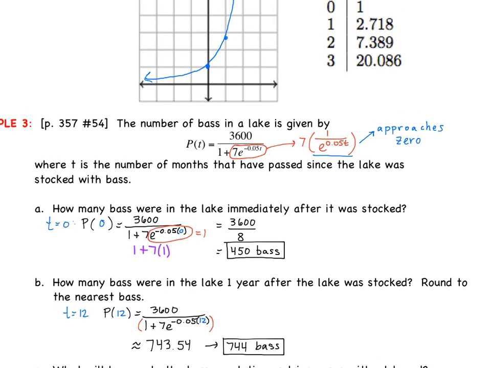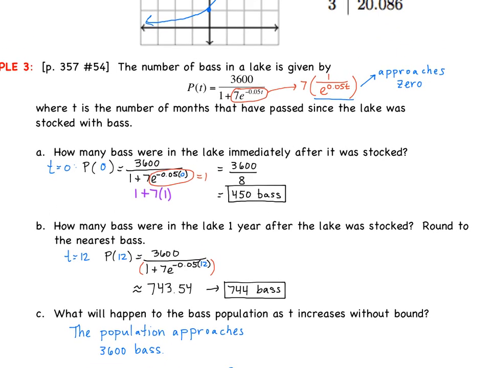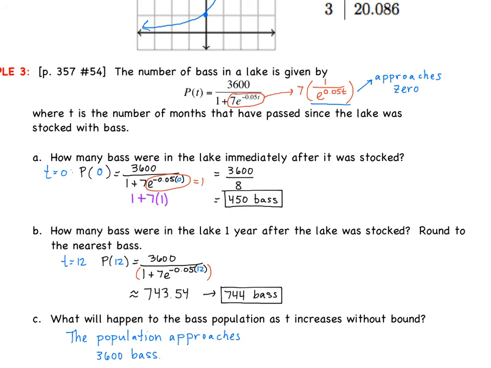So you should have plugged t equals 12 into our equation, and when you plug this into your calculator, make sure you put parentheses around the entire denominator. I ended up getting 743.54, but it did say round to the nearest bass, so that would be rounding up to 744 bass. This last part wants to know what will happen to the bass population as t increases without bound, meaning as time goes on forever.